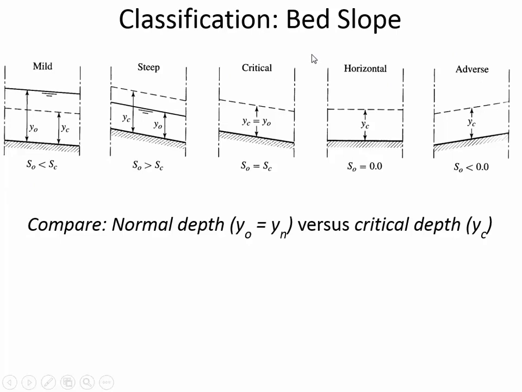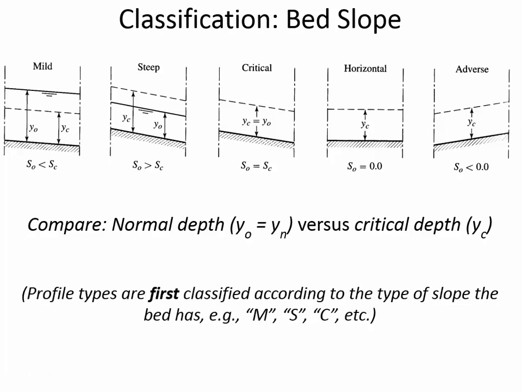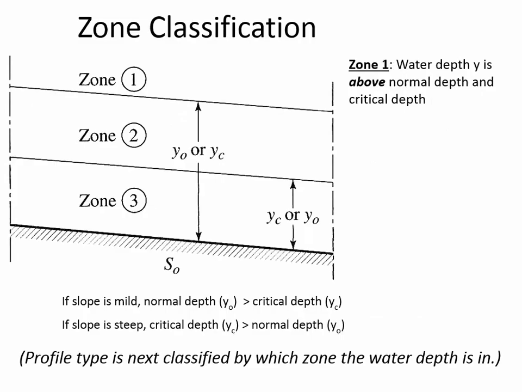Just the first word happens to deal with classifying the slope, and you get that by comparing the normal depth and the critical depth. And so for these figures, you can see the mild is the one where the normal depth, y naught, is greater than the critical depth, yc. The steep is the reverse of that. Critical is when they're equal. In the horizontal slope, there is no normal depth. There's only a critical depth, and the same with adverse. Okay, so you first classify a profile with that letter, and then there is the number.